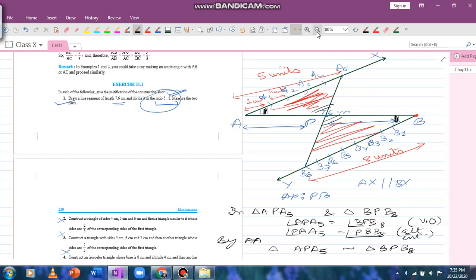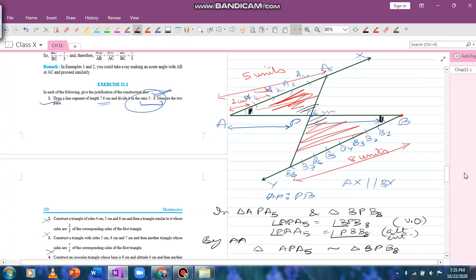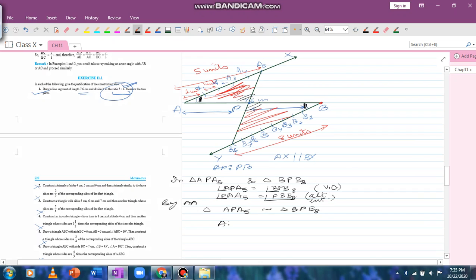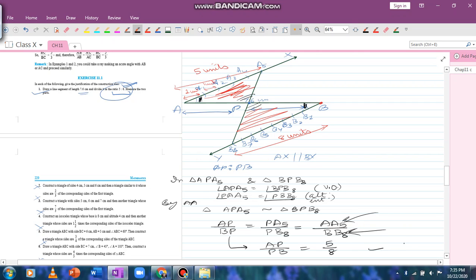And once the two triangles are similar, I can now write down the ratio of the sides. So I'm just going to write down the ratio of the sides of the two triangles. So AP upon BP will be equal to PA5 upon PB8 equals AA5 over BB8. And I have the length for these two. And finally, I will have AP over PB equals 5/8. So this is how we have justified the construction, that the parts we have obtained by following these steps are in the ratio 5:8.